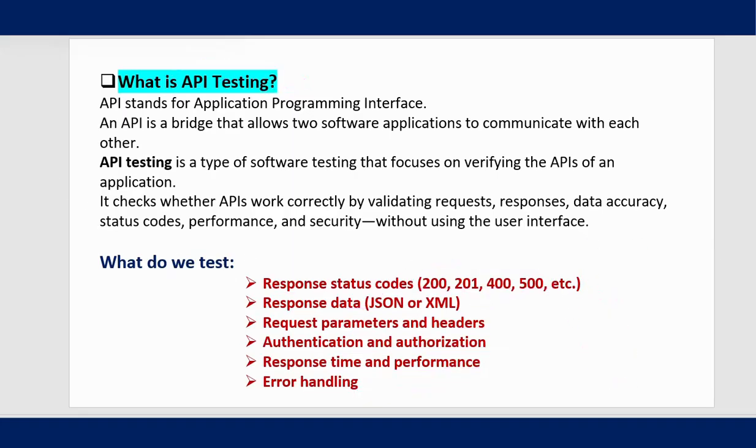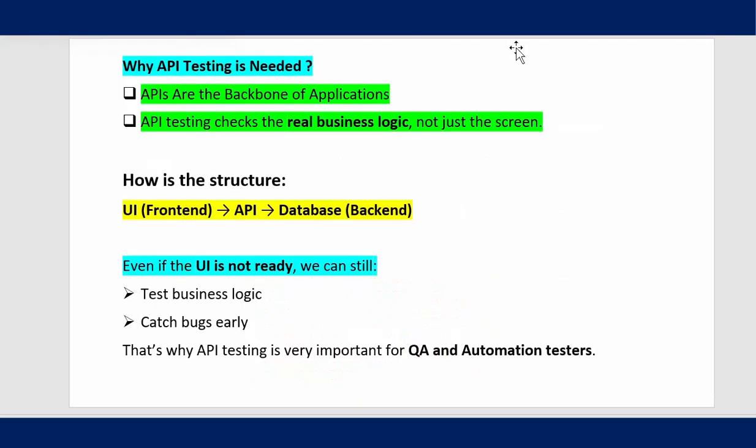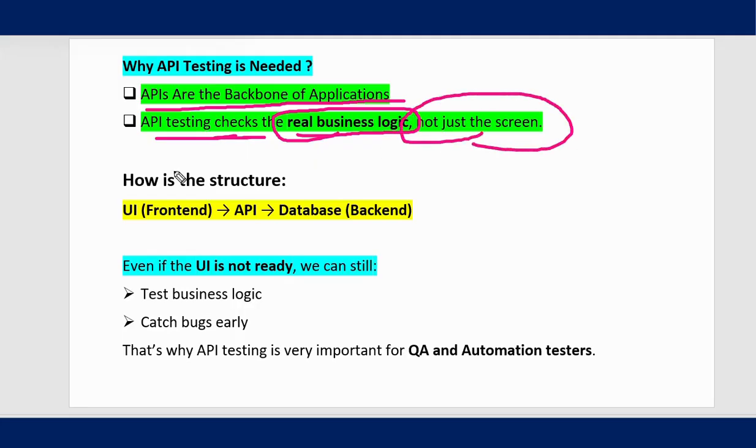So what is next? Why do we need API testing? As I have already told, APIs are the backbone of applications, and API testing checks the real business logic, not just the screen. What do I mean by real business logic?